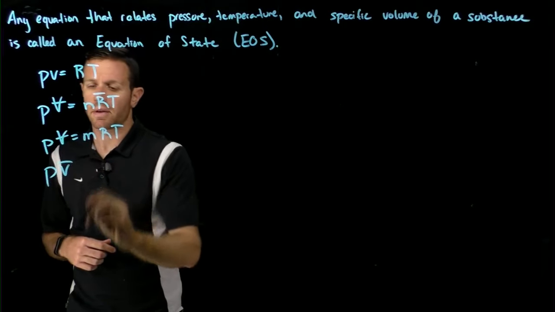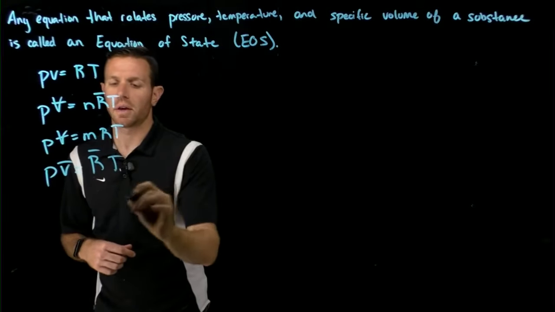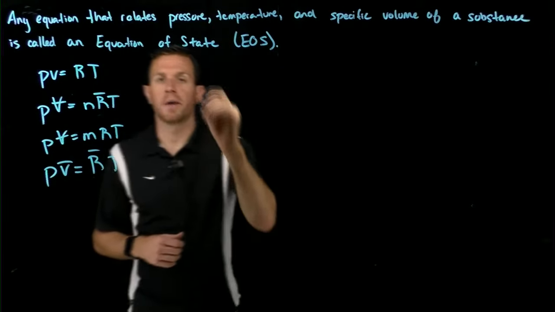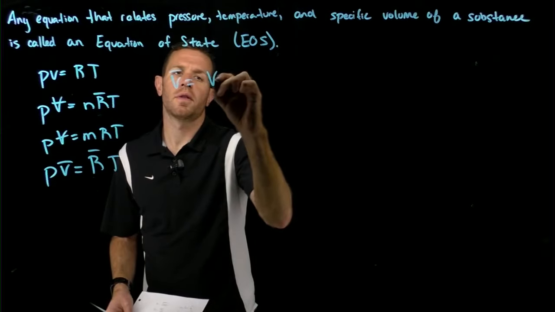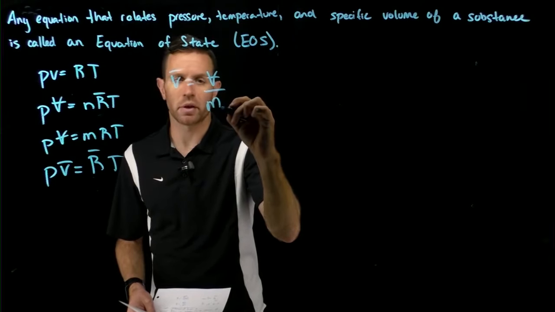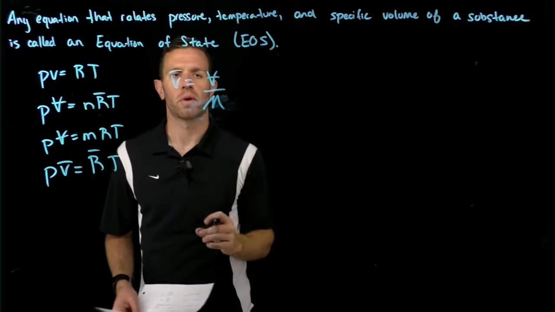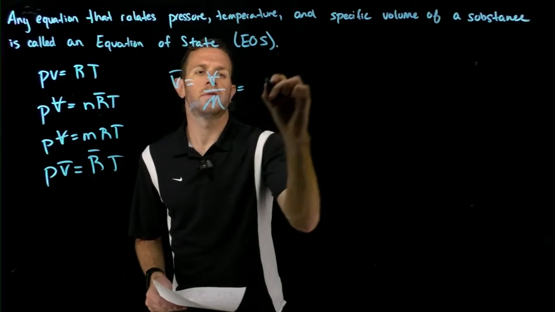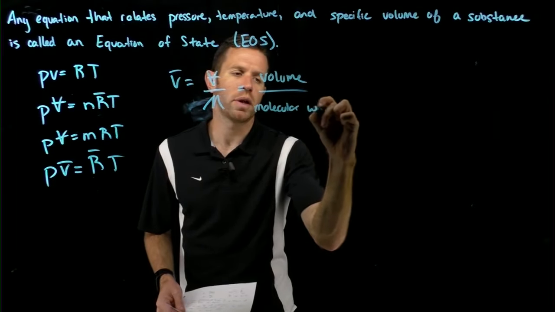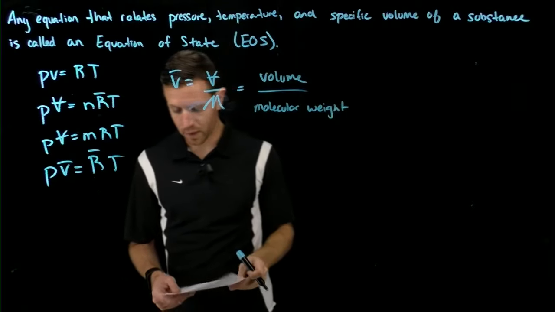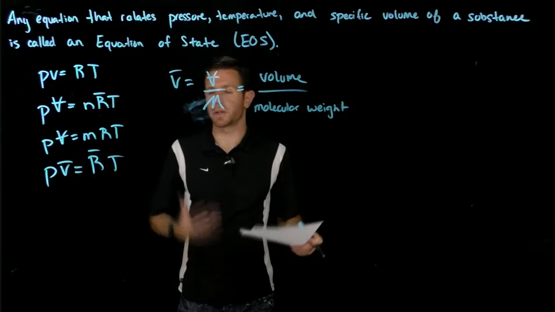We could write this as P V bar equals R bar T, and do everything on a molar basis, where V bar is equal to the volume over the molecular weight. Now let's denote this as a more rigid M. So that is volume over molecular weight. Now, we can apply this ideal gas model to many different gases, including air.